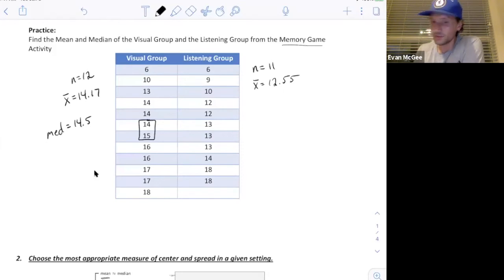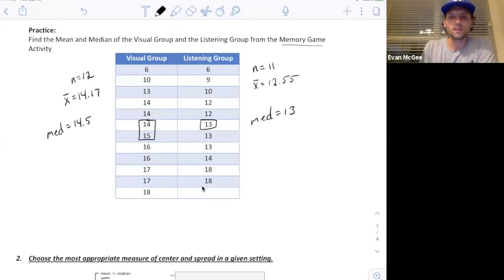And the median of the listening group, remember I have 11 in that set, so it will be one value. There will be 5 below and 5 above. And in that case, the 6th value is 13. So the median is just going to be that value, 13. And again, you can count, make sure there are 5 below and 5 above, so you're certain that it's the middle.